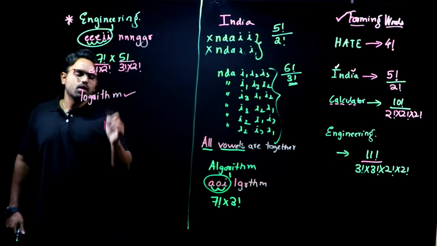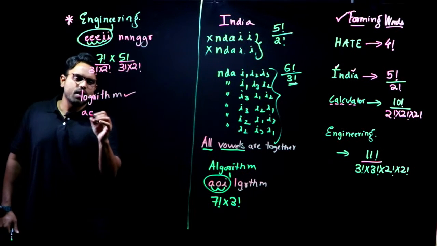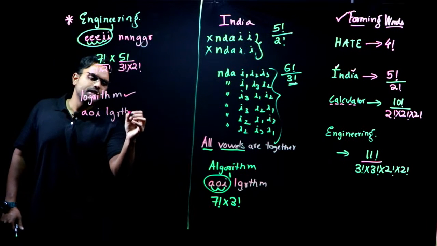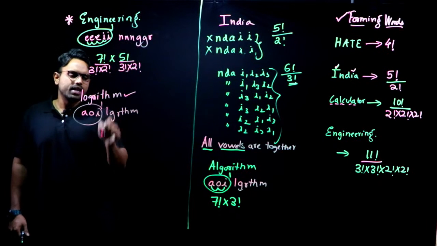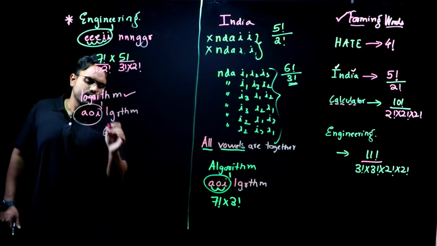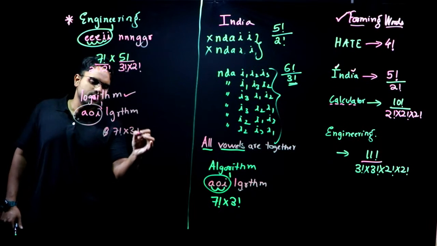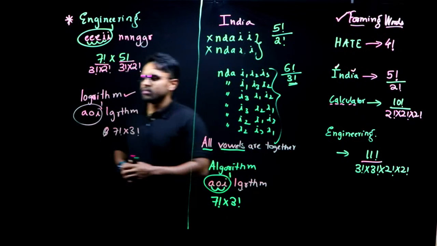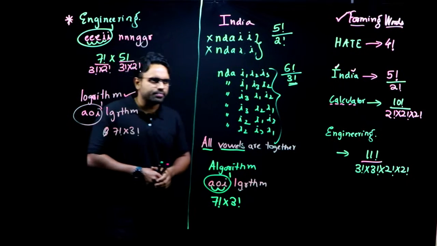L-O-G-A, I have. Logarithm. Okay, what will I have to do? I have to separate the vowels. What are they? A, O and I. What are my consonants? L, G, R, T, H, M. Logarithm. Yes? What do I have to do? Single unit. How many are there? 3 and 3, 6. 6 and 1, 7. So 7 factorial into they can rearrange among themselves in 3 factorial ways. Anything in repetition? No. So this is my answer.